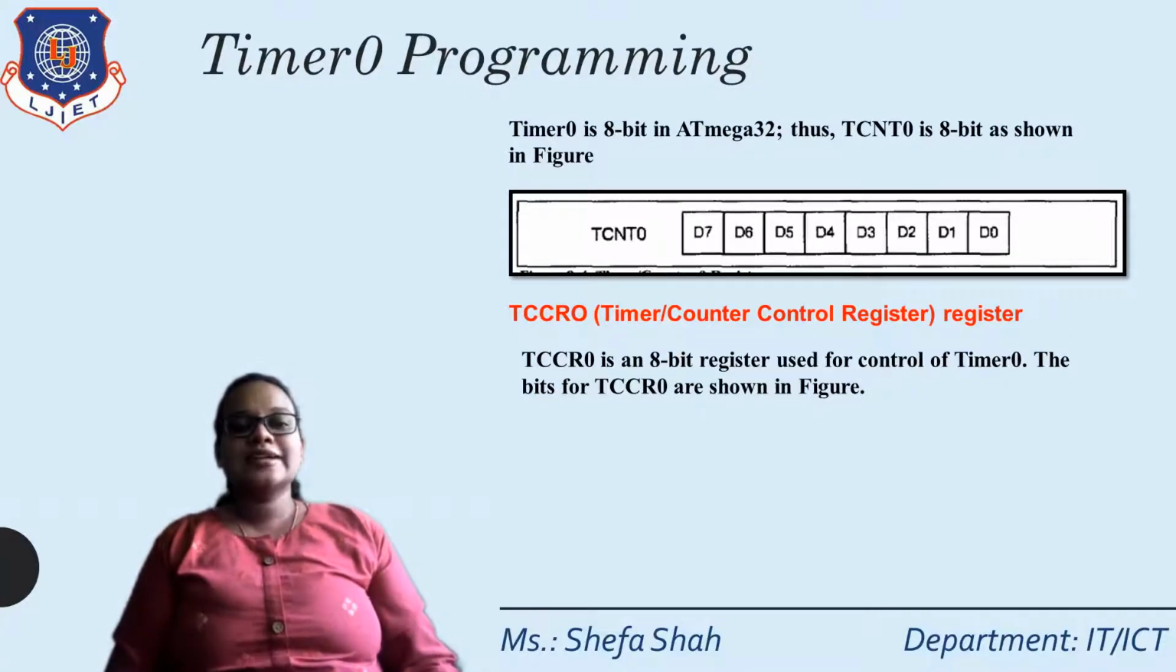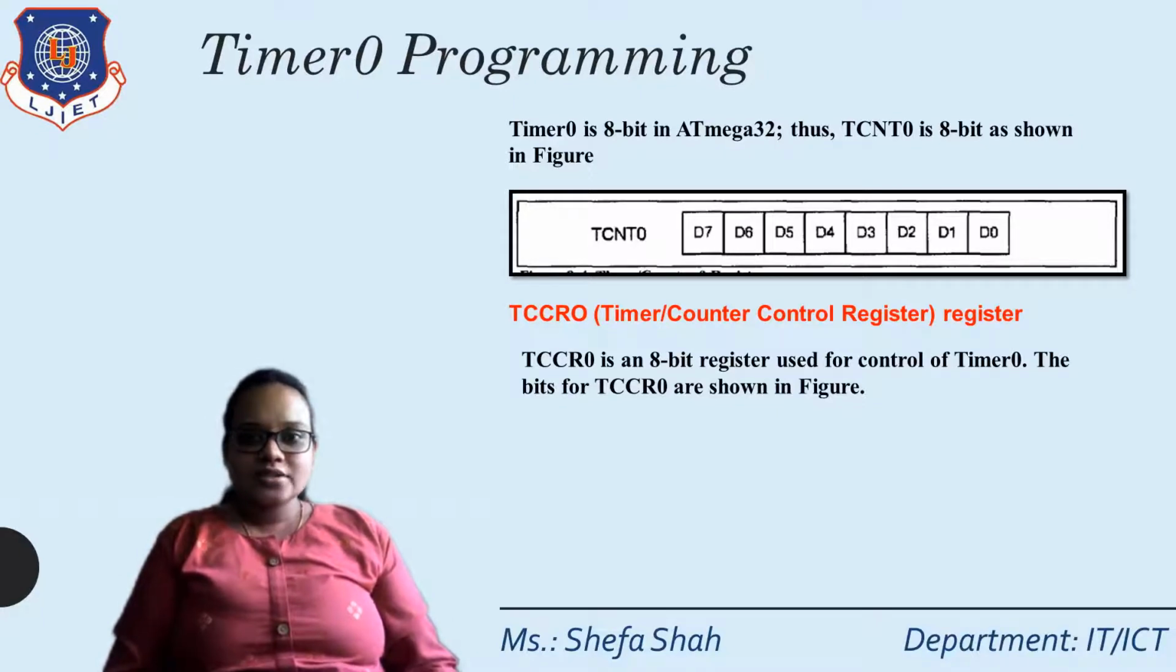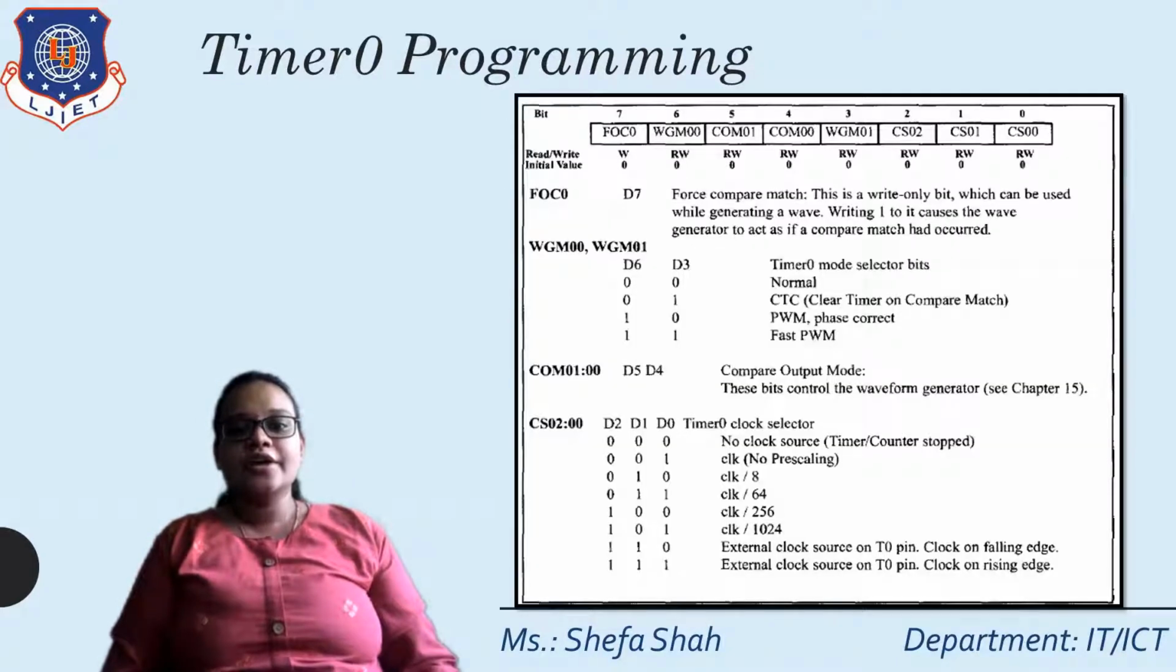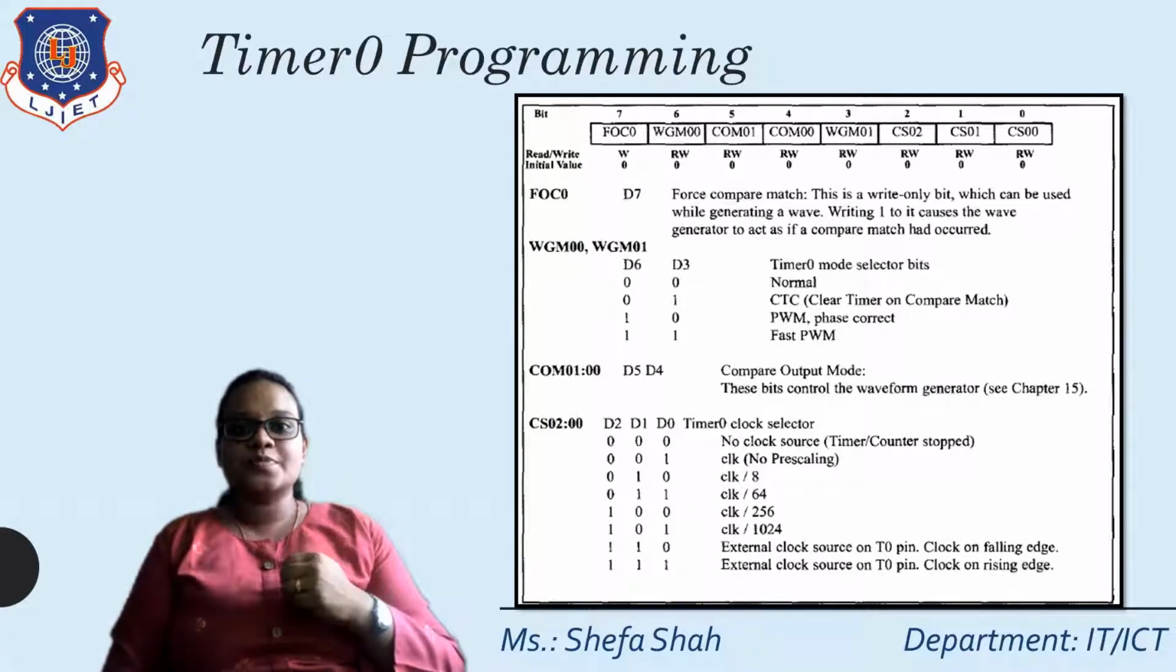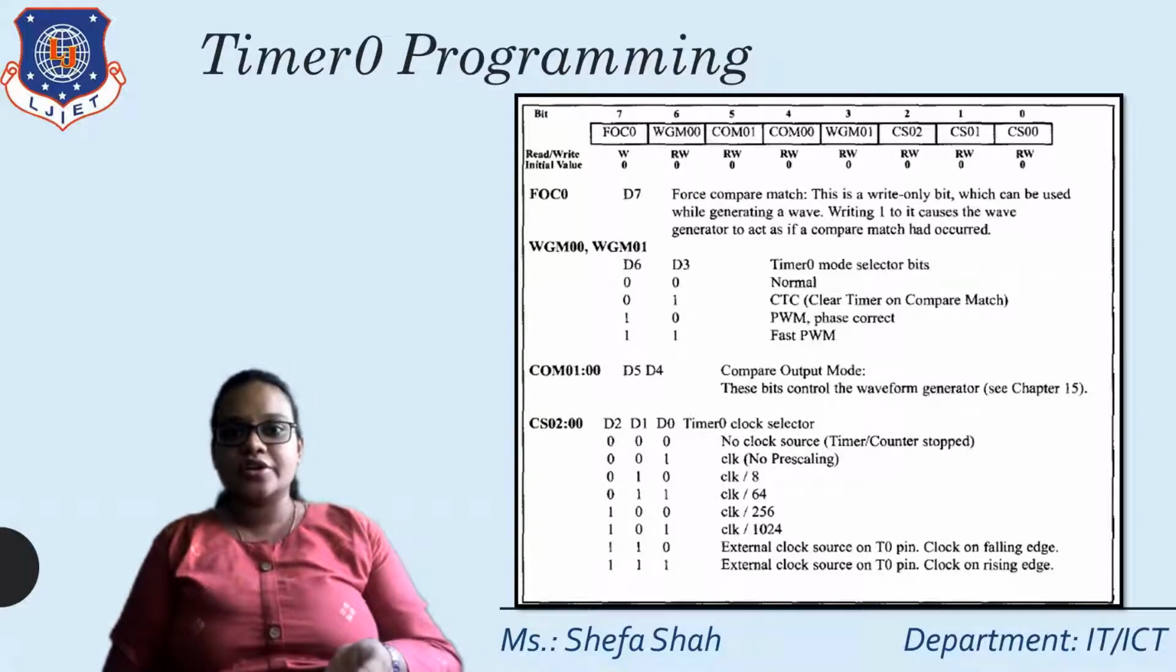Now, next is the TCCR0 register, that is the timer counter control register. Again, it is also an 8-bit register, and as you can see in the next figure, an 8-bit figure has been shown for TCCR0. As you can see, the first 3 bits from the right-hand side, that is the 0th, 1st and 2nd bits, are given as CS00, CS01 and CS02, which stand for clock select. Clear? That is the clock source, that is how much clock source we need for the particular timer.